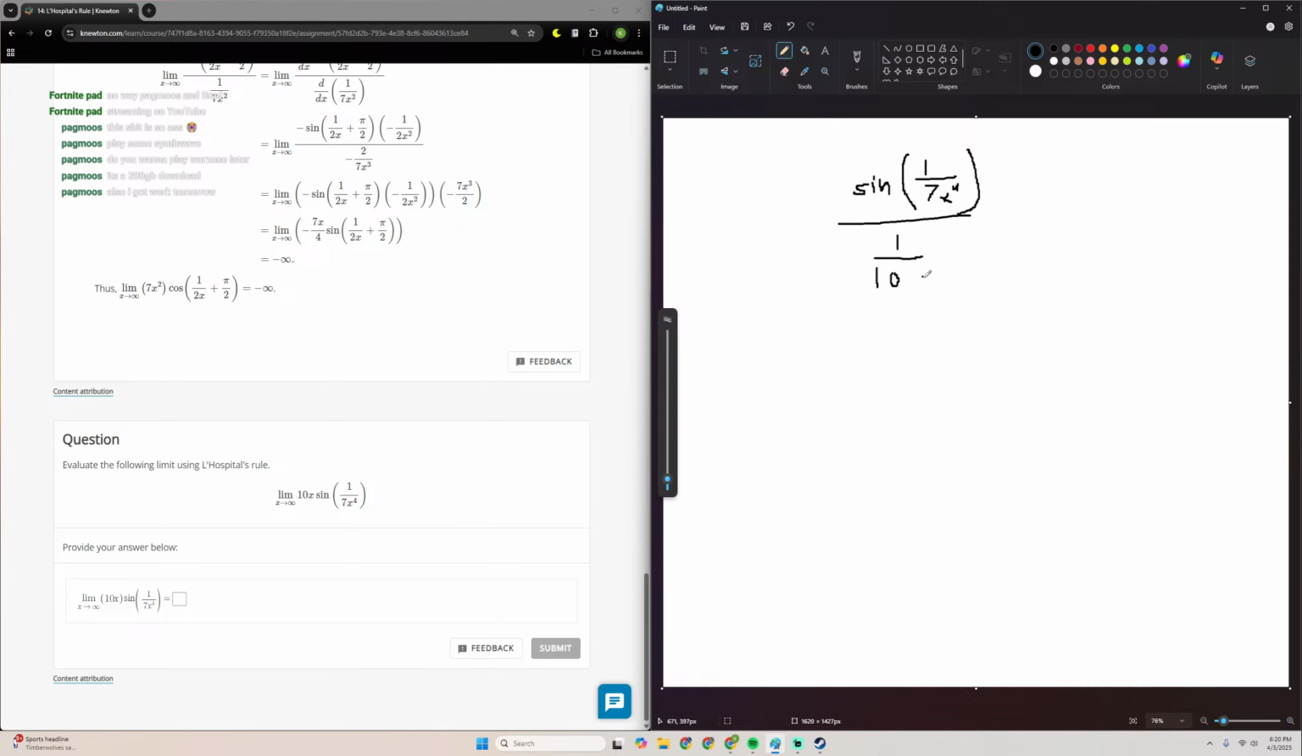Times by 1, 10x. Do the derivative of both, d over dx, d over dx. The derivative of sine is cosine. 1 over 7 x to the 4, times by the derivative of the thing inside it. Chain rule. 1 over 7 x to the 4. This comes down, so then this becomes 3.